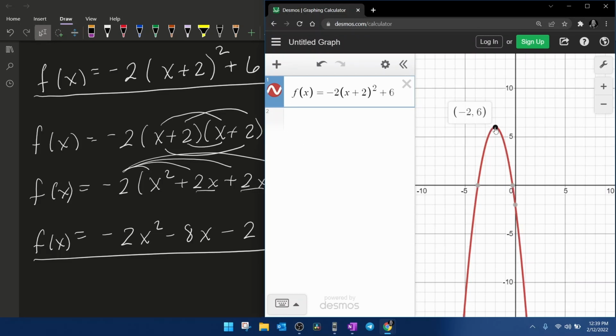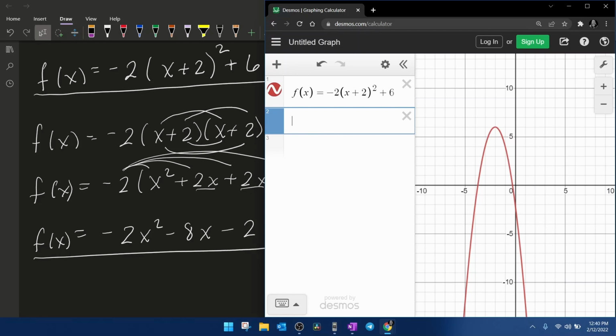We can verify the vertex is negative 2, 6, and the other ordered pair that they said was on the graph was negative 4, negative 2. So we're just going to input that ordered pair and make sure that it falls on the graph, which it does. So can you see that Desmos is verifying that my vertex form is correct because it gives the same vertex and ordered pair that were given on the graph I was given.